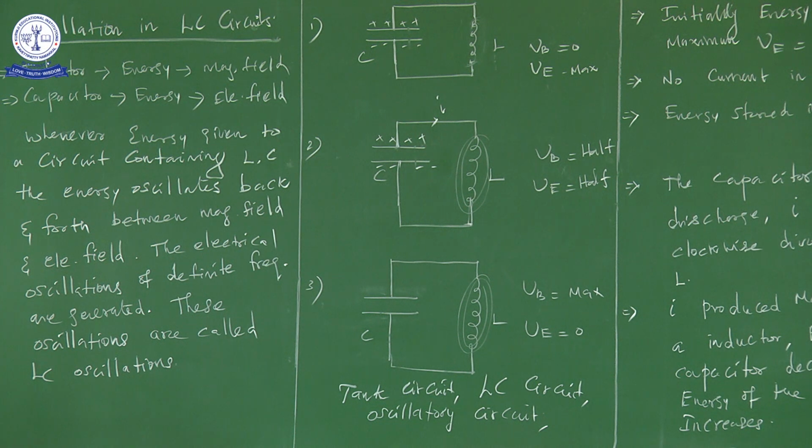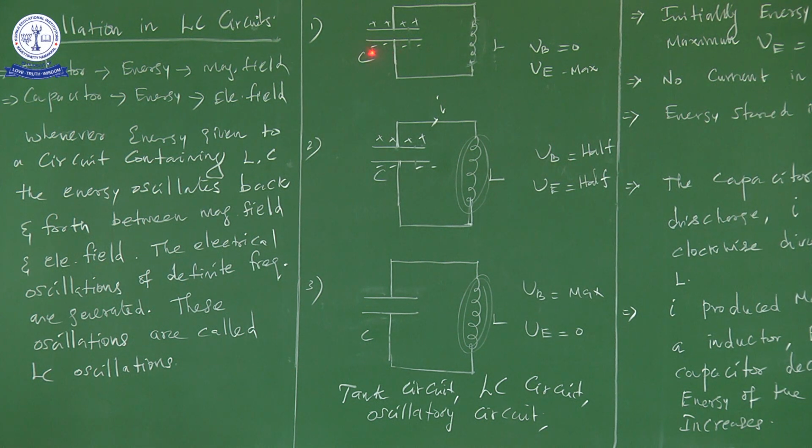Then after some time, we can calculate how much energy is in the inductor or how much energy is in the capacitor. Assume that 50% of the charge from the capacitor has moved towards the inductor in the form of current, and in the inductor the current is converted into magnetic field. Then the energy of the capacitor, the electric field energy, has reduced to half. The remaining energy is in the form of magnetic field.